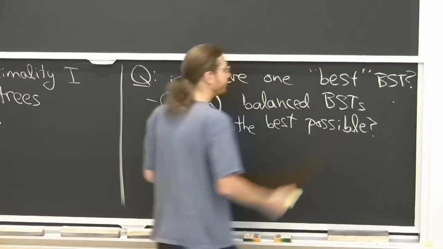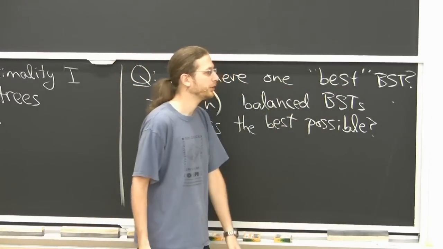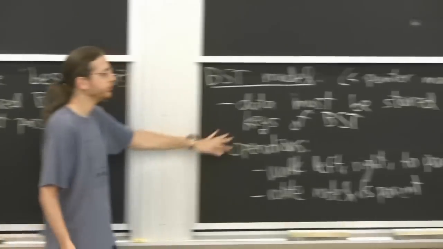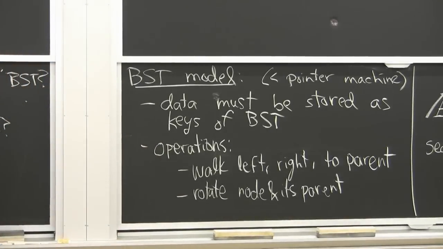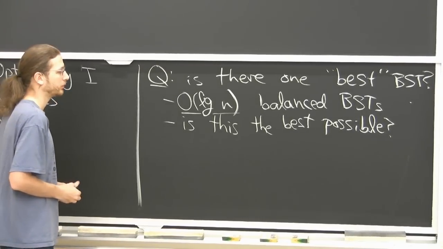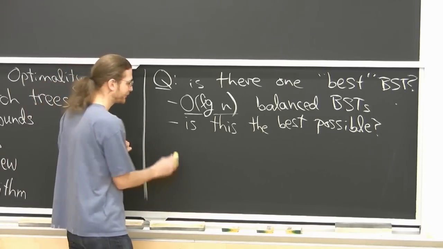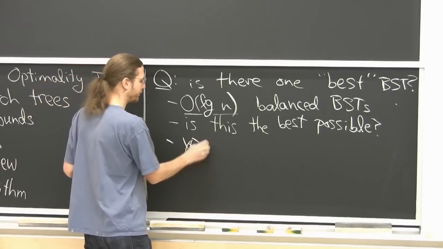Suppose I have n items. Now the model's clear. I store them in a binary search tree. These are the only things I'm allowed to do. Could I imagine beating log n? Well, no, in the worst case. This is best possible in the worst case.